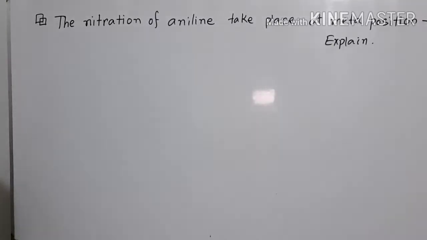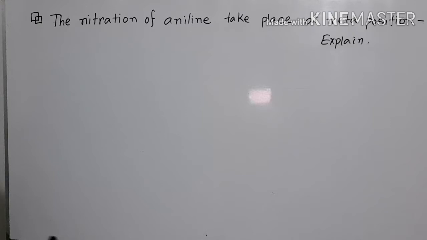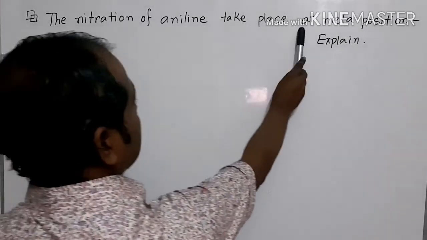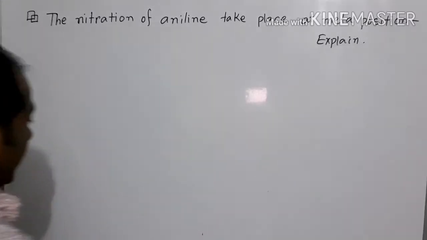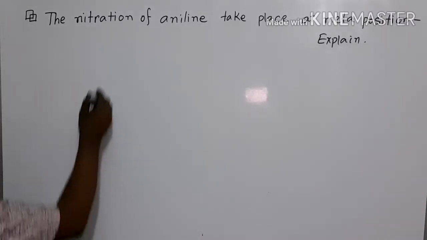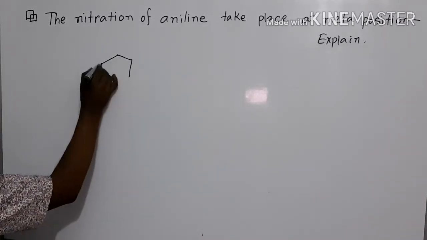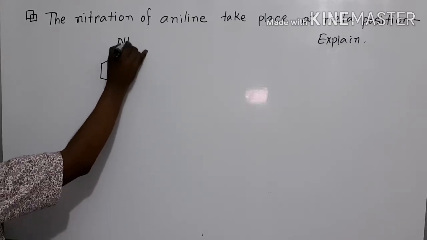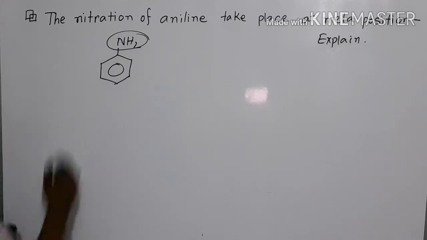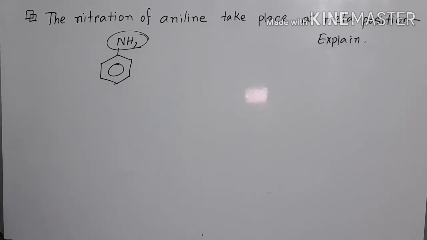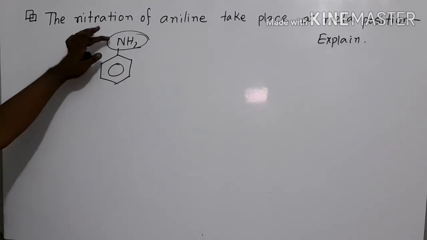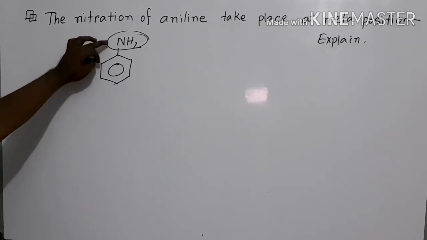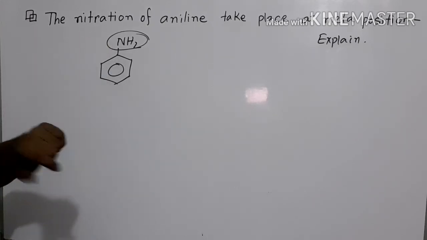Okay. Now the question is, the nitration of aniline takes place at meta position. Explain. If we see aniline here, the substituent is amino group, NH2 group. This NH2 group is a ring activating group. That means this one is an ortho-para directing group.